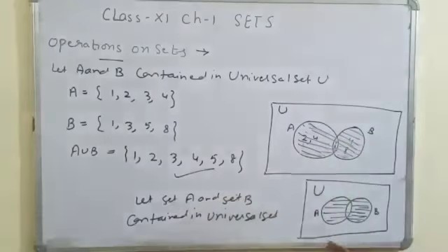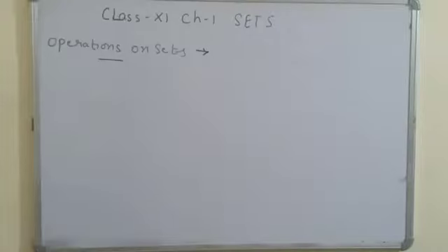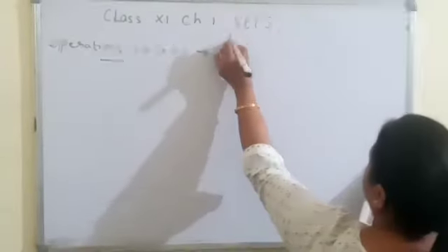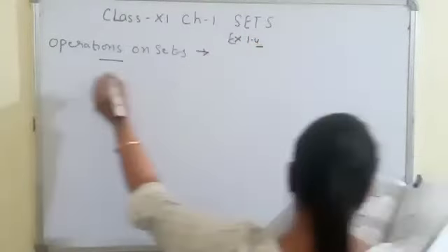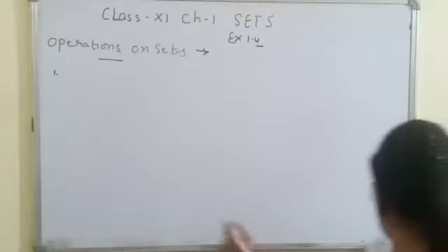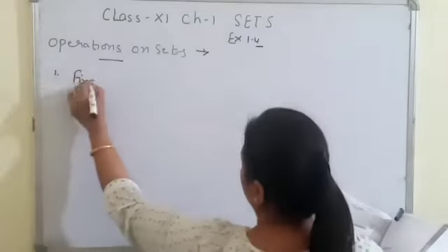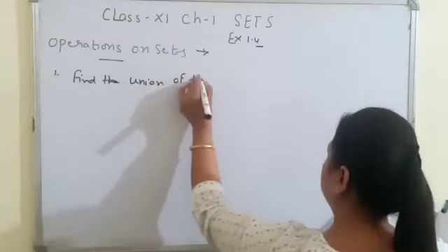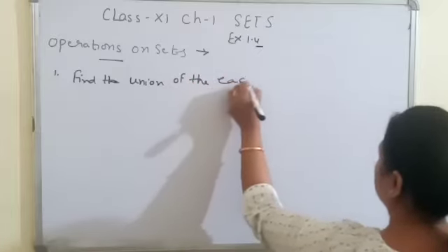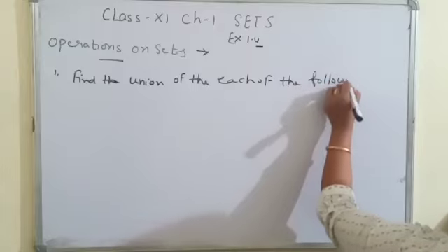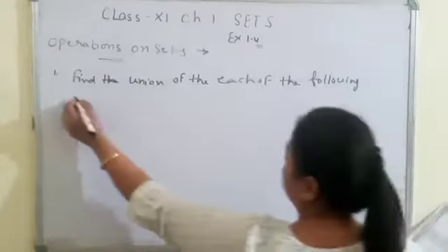Let's start question 1 of exercise 1.4. To make this more clear, exercise 1.4, question number 1 is: find the union of each of the following pairs of sets.